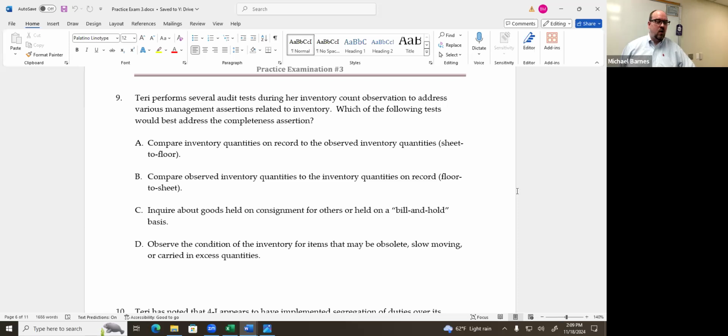But let's keep going. Inquire about goods held on consignment for others or held on a bill and hold basis. What are we testing here? Rights and obligations. Observe the condition of inventory items that may be obsolete, slow moving, or carried in excess quantities. What's our assertion here? VA. These are all valid tests for inventory, but they address different assertions. So you do have to be responsible for knowing what the assertion area is, okay?